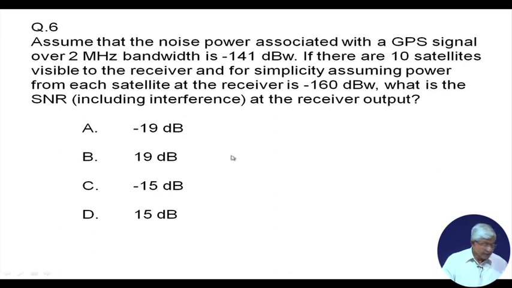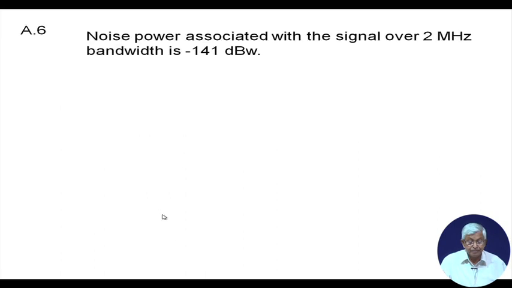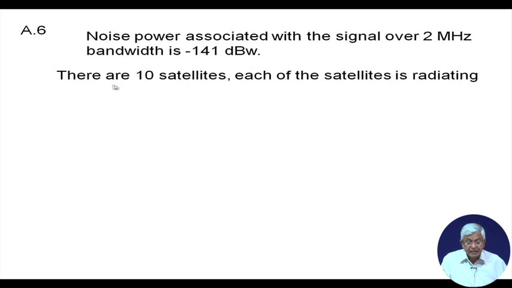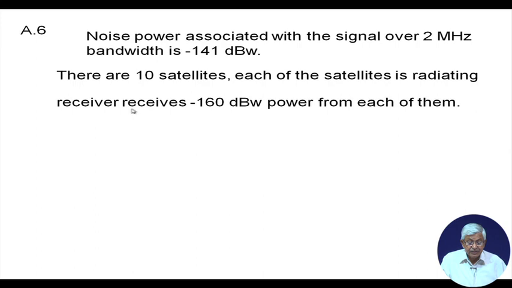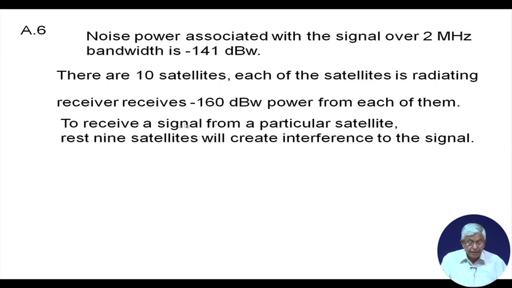So, let us see, and this is minus 19, plus 19, minus 15, plus 15 dB, 4 options are given. Noise power associated with the signal over 2 megahertz bandwidth is minus 141 dBW. There are 10 satellites, each of the satellite is radiating. Receiver receives minus 160 dBW power from each of them. To receive a signal from a particular satellite, rest 9 satellites will create interference to the signal.